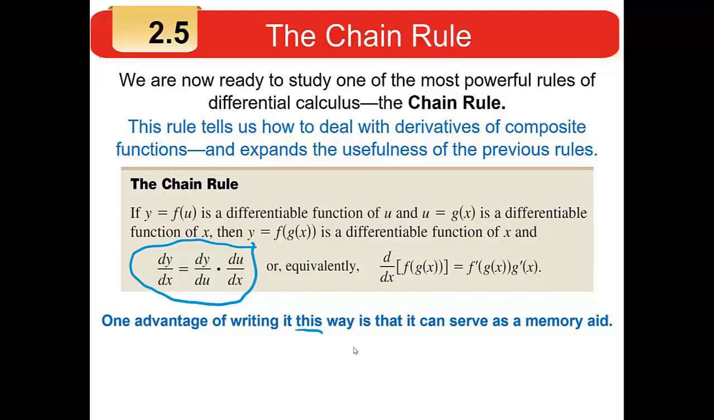The first way is nice for, among other reasons, that it can actually serve as a memory aid. You can think of that dy over du times du over dx on the right as a regular product where the du's would cancel out or divide out, and you would get dy over dx again. So that sort of helps you to remember it. So in a sense, that's a good way of thinking about the chain rule because it makes it so easy to remember.